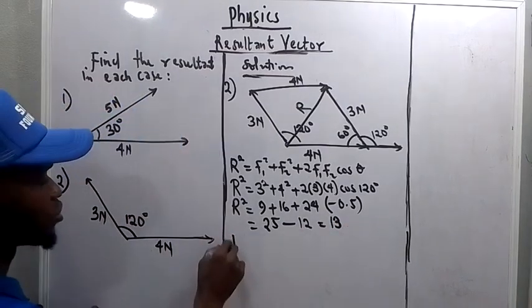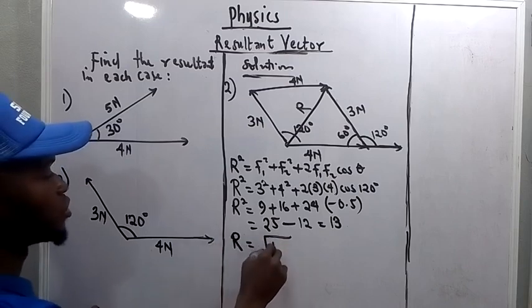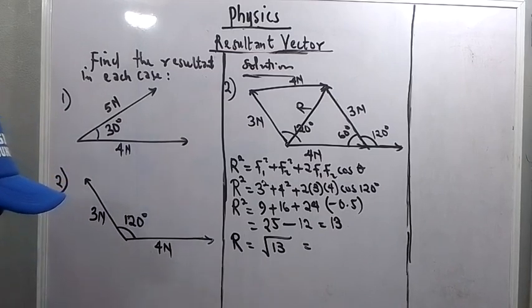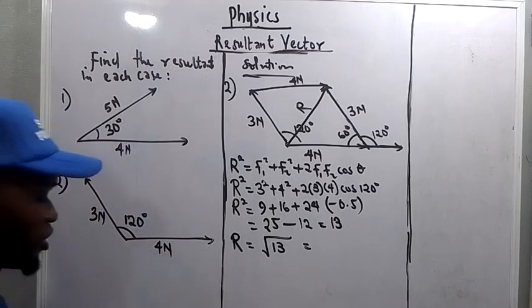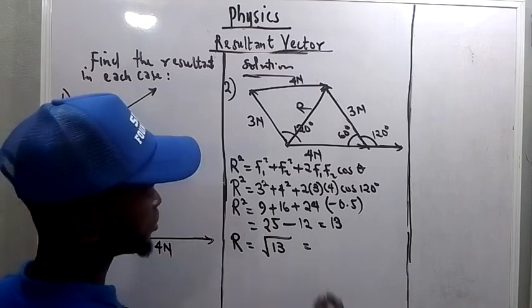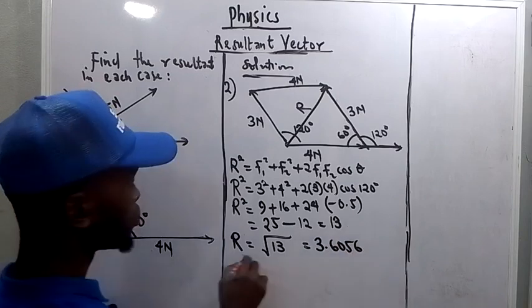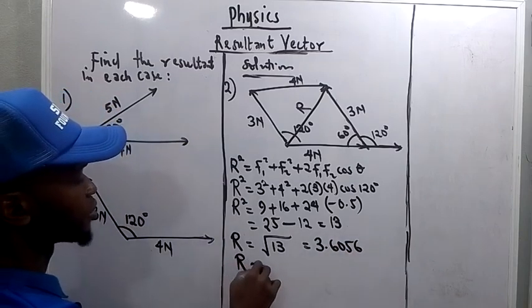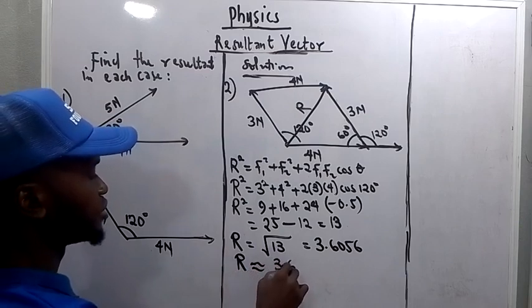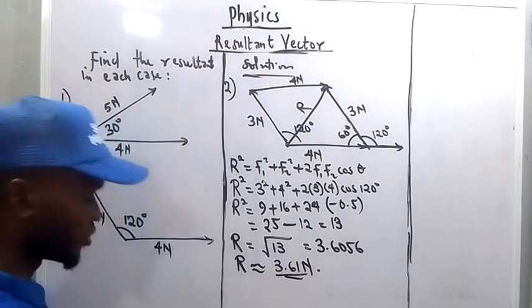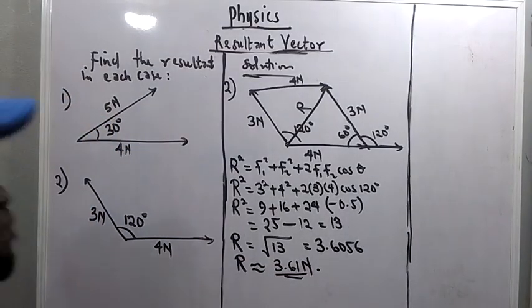So we take the square root of both sides. That means R will be equal to the square root of 13. The square root of 13 is 3.6056. So to 2 decimal places, R will be approximately equal to 3.61 Newton.